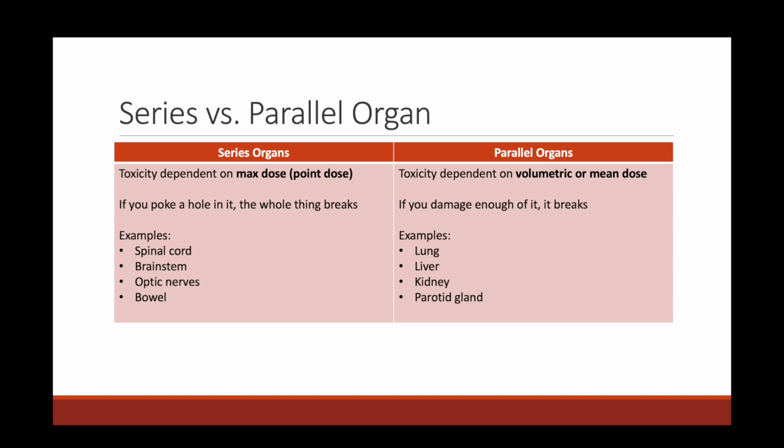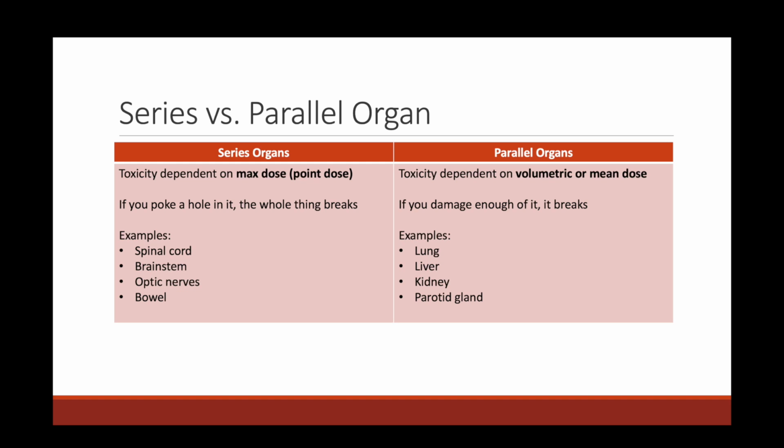So we really only see end organ damage when enough volume of those functional subunits is damaged. So if you damage enough of it, enough of a volume, then it's going to break. And so for these parallel organs, we worry more about causing toxicity by exceeding a threshold dose to a particular volume. So for parallel organs, our toxicity tends to be more dependent on a volumetric dose or a mean dose. So series organs, if you poke a hole in it, the whole thing breaks. We really worry about a max dose with these serial organs.